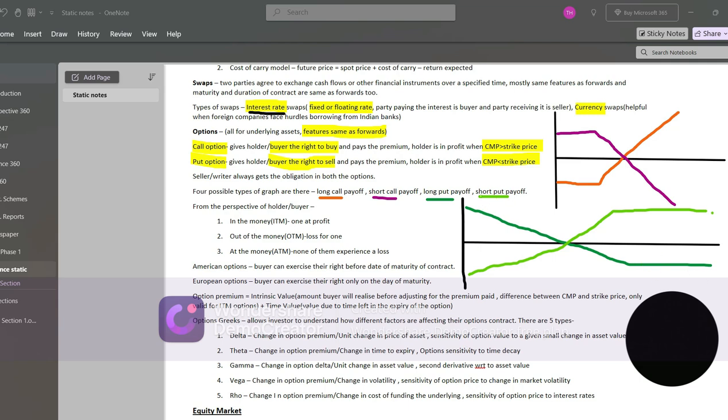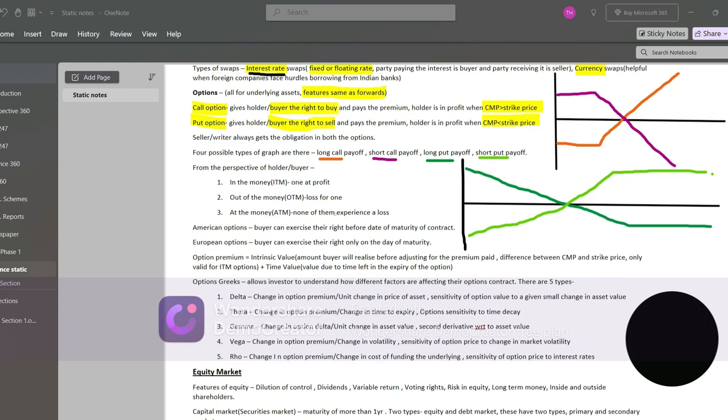And also the seller of the put option, the writer, is also known as the seller, will be in profit when the CMP goes higher. If the CMP goes higher, then the seller of the put option will get to buy the asset at the strike price. So they will be in profit. But in most cases, the buyer won't go on with the contract, and the benefit for the seller will be the premium paid by the buyer. So yeah, that is all.